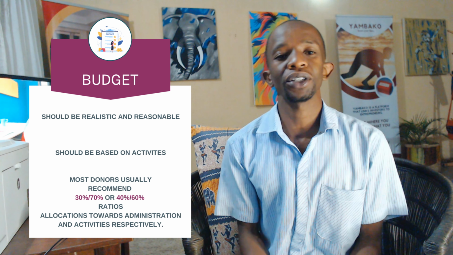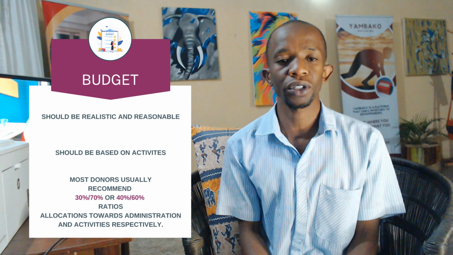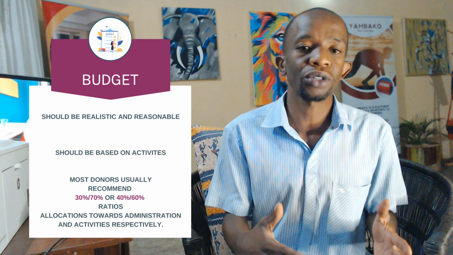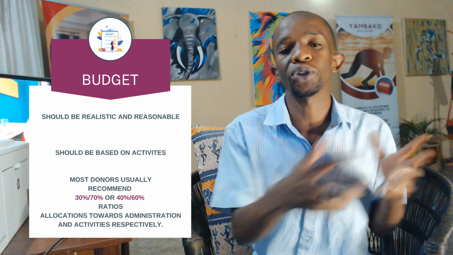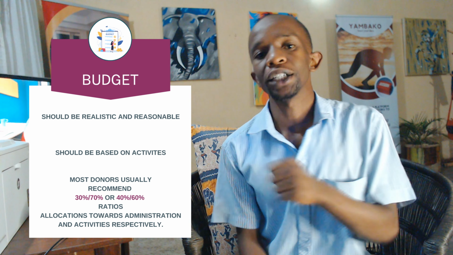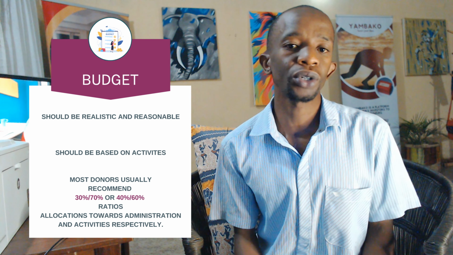And finally, the budget also has to follow donor recommendations. Some donors recommend that 60% of the money has to go to project interventions, whereas 40% goes to administration, while other donors recommend 70% to go to interventions and 30% to administration. Now, depending on the donor, you will know what is best to do. But also sometimes you can look at the available funding that can tell you how to split the finances.